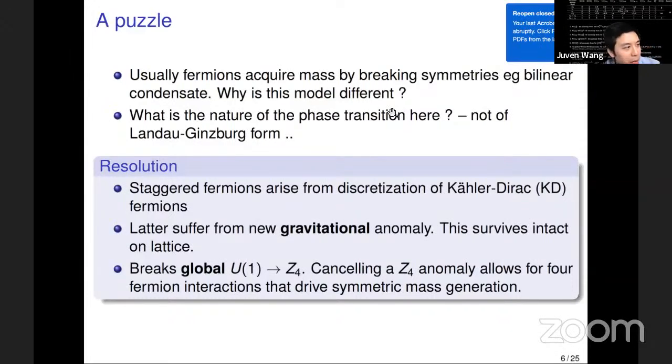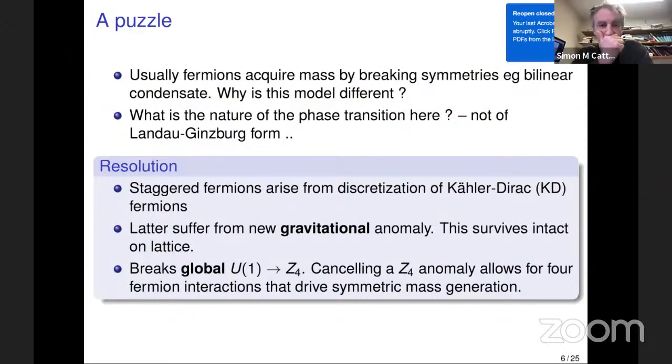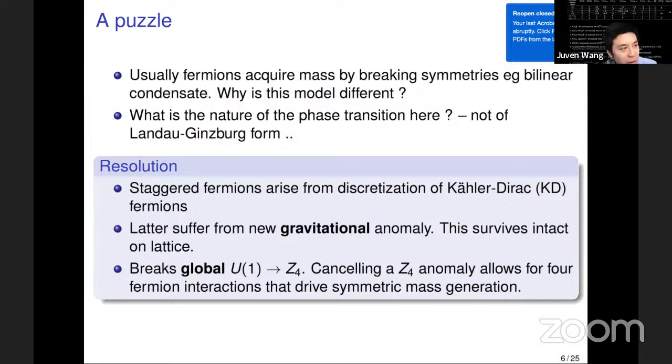Excuse me. Actually, yeah. I'm puzzled by one thing. When you mentioned maybe one or two slides earlier that this interaction term does not break any symmetry, I think it still breaks some symmetry.